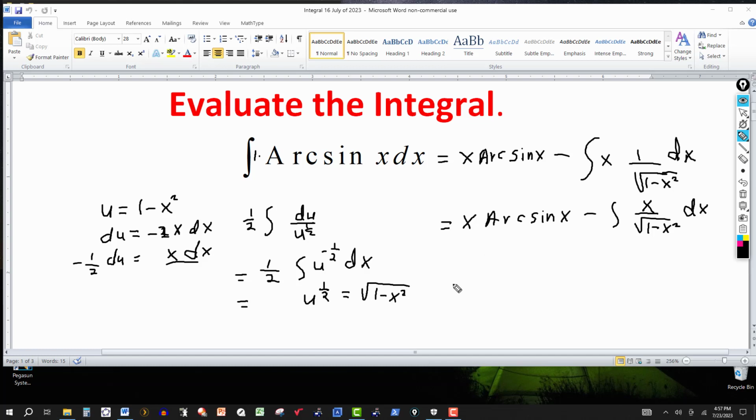And then I can come back over here and finish the problem. This will be equal to x arcsine of x, and then this will just be plus, from this result over here, the square root of 1 minus x squared, plus your constant of integration. So this is the final answer: x times arcsine of x plus the square root of 1 minus x squared. And I can put this in parentheses to make it more clear.